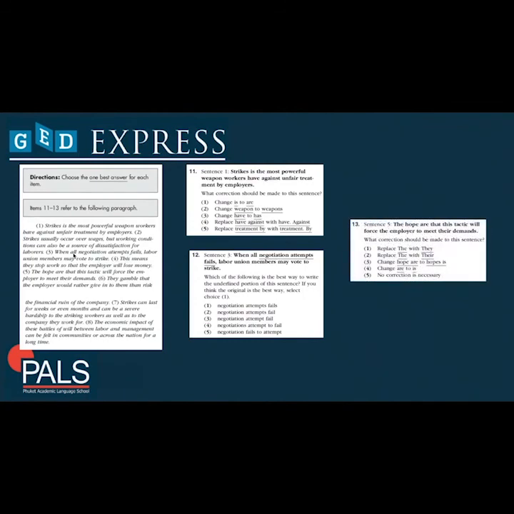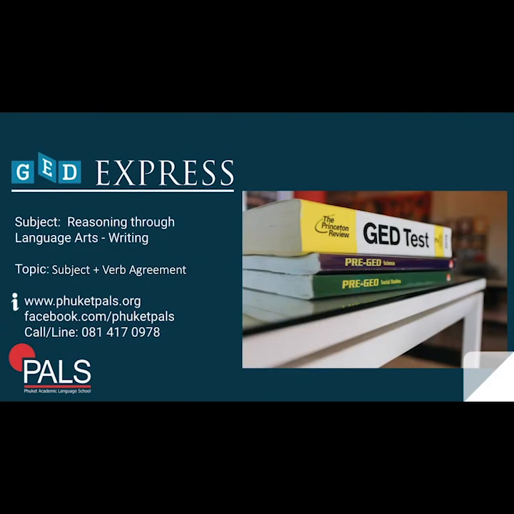And the last one is sentence 5. The hope are that this tactic will force the employer to meet their demands. What correction should be made to this sentence? If your answer is number 4, then you are correct. The hope is that this tactic will force the employer to meet their demands.